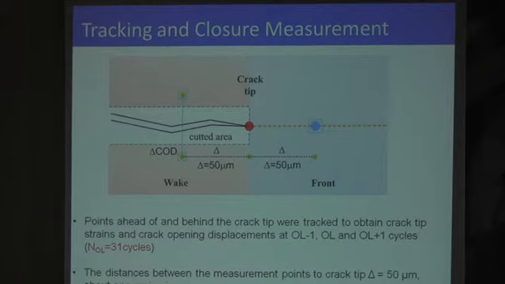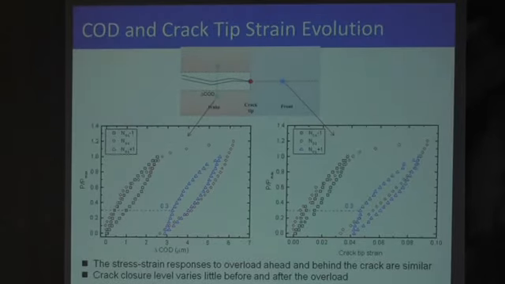So as usual, they've done the normal thing. They look at the COD, they measure the COD behind the crack, and they measure the strain response ahead of the crack tip. They use 50 micron, which is about one grain size. And then they give some result on that.